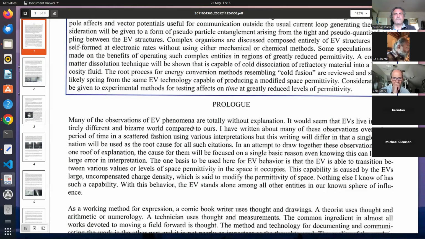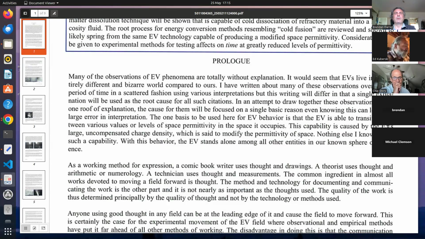Consideration will be given to experimental methods for testing effects on time at greatly reduced levels of permittivity, and that's really interesting. We'll get to that at some point.